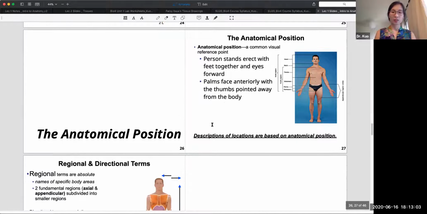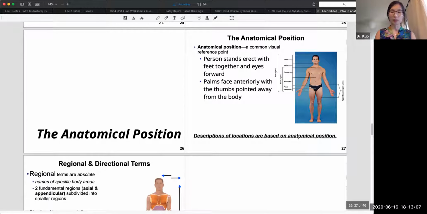So descriptions of location are going to be based on this anatomical position, as you'll see later. Regional terms are absolute terms that are used to describe specific locations on the body. And regional terms can be roughly divided into two groups.